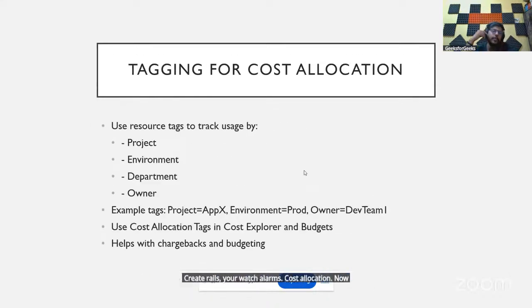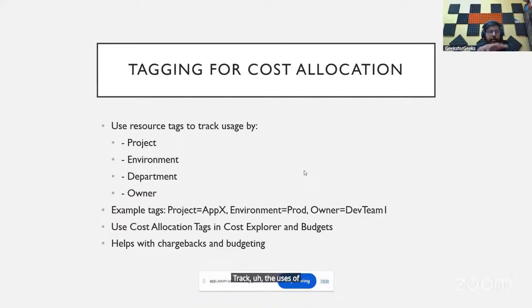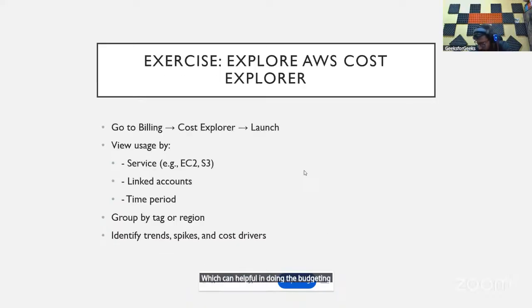Now this is something which is a good practice to do, but most of the time I also avoid it. But this is something which you should consider. Whenever you create any resources in AWS, always make sure to add some tags, which helps you to track the usage of a particular category of work. Tags are very useful for budgeting, and then you can take action accordingly.